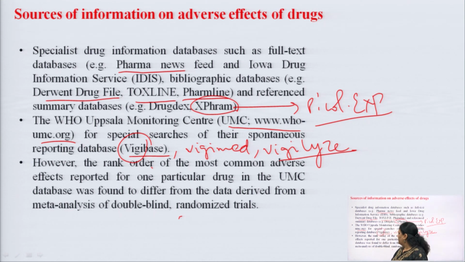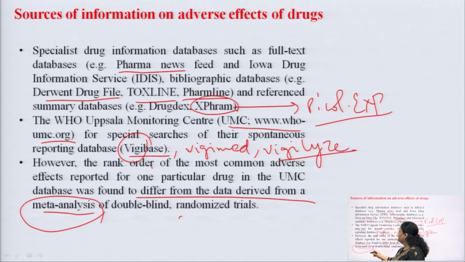So, let me explain the last two lines to you, students. Differ from the data derived from the meta-analysis. You should know what this word means. Meta-analysis means that at the end, when we have so many experimental procedures and methodologies, we have to meta-analyze the outcomes or findings, we can say the results, of different studies.